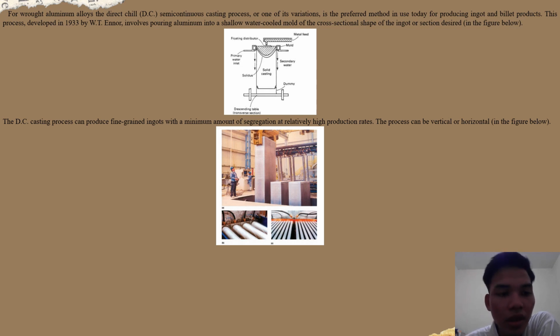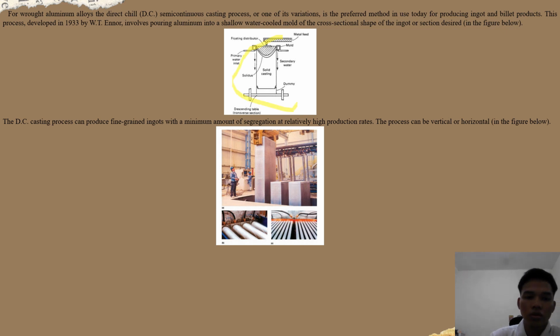This process was developed in 1933 by pouring aluminum into a coated mold with a cross-sectional surface. The ingot or section is shown in the figure below. The DC casting process can produce fine-grained ingots with a minimum amount of segregation at rapidly high production rates. The process can be vertical or horizontal, as shown in the figure below.